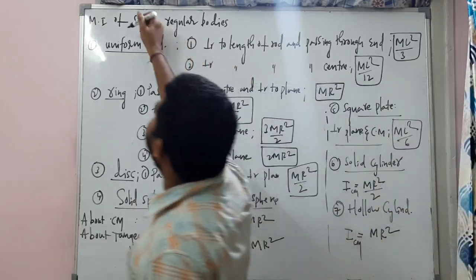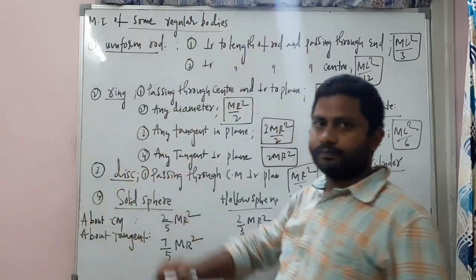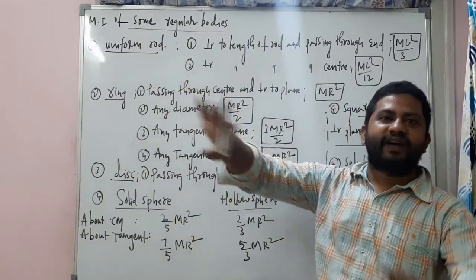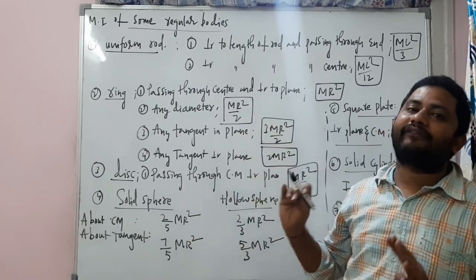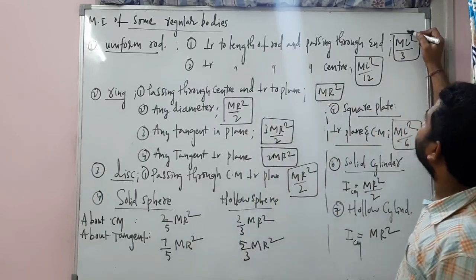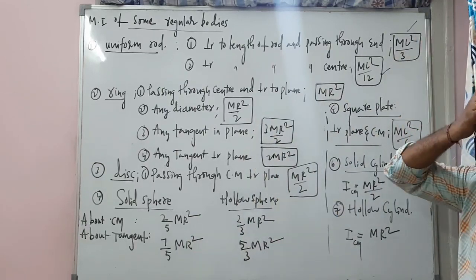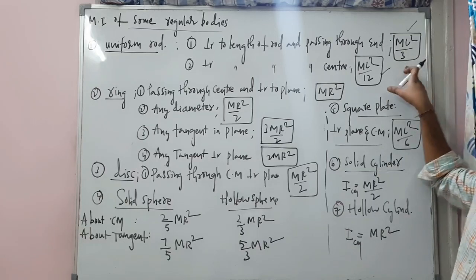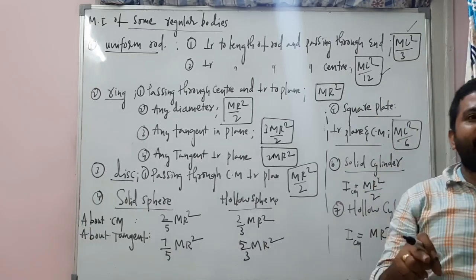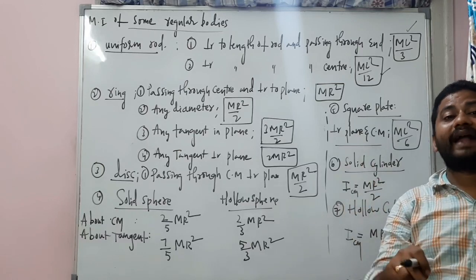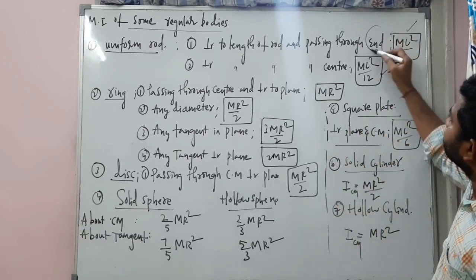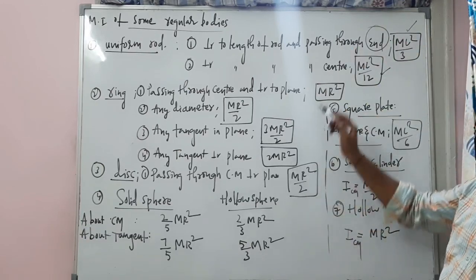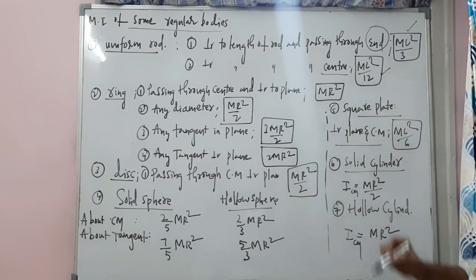Moment of inertia of some regular bodies. Uniform rod we have discussed already. You just have a look at it. ML square by 3, ML square by 12. When is it ML square by 3? When the rod is rotating about an axis passing through the end. And through the center of mass, ML square by 12.